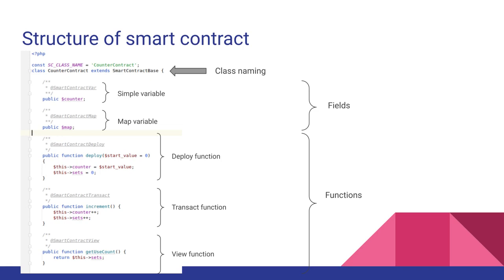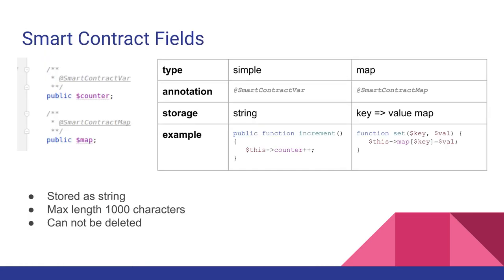Fields are variables that can hold state which is stored in a database. In order to identify fields, they must be public and annotated as SmartContractVar. SmartContractSimple is a basic variable which holds a simple value. It is stored as a string and can have a maximum length of 1000 characters. SmartContractMap is a complex variable that holds a map of values or an array. It implements ArrayAccess and Countable interfaces. This map is stored in a database with its key and value. The key cannot be null, and the value is a string with a max length of 1000 characters.